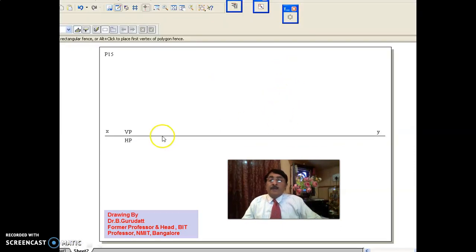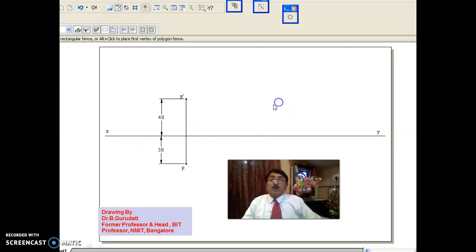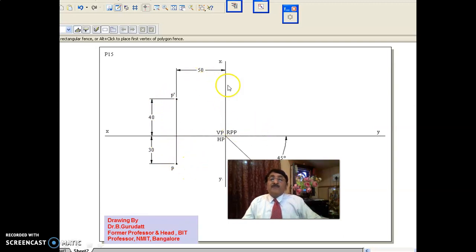In that way, draw XY, VP, HP, you call it. 40 mm above HP is parallel to VP; that's why you project here. 30 mm in front of VP, you take 30 mm, you get the top view. And it is 50 mm from RPP, so from VP, 50 mm you draw X1, Y1.